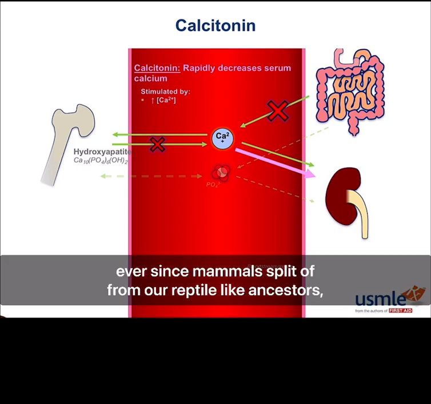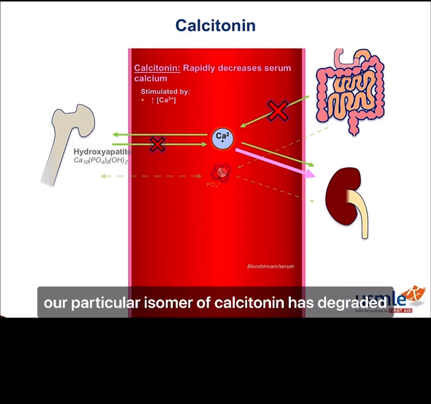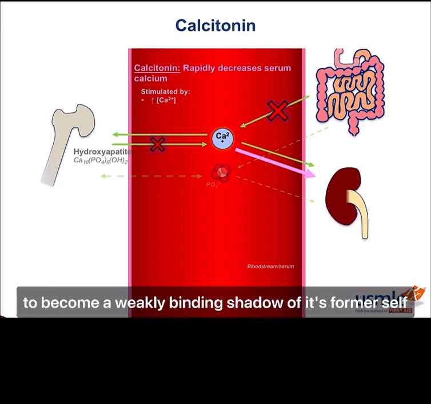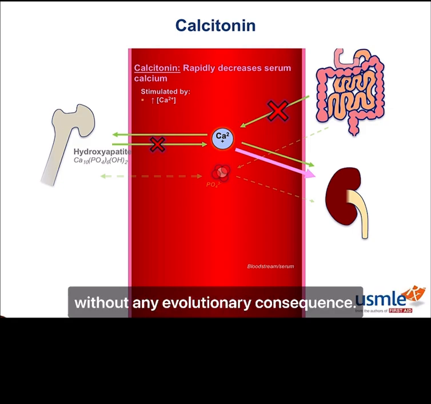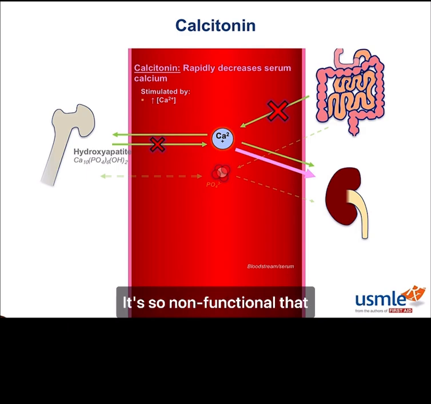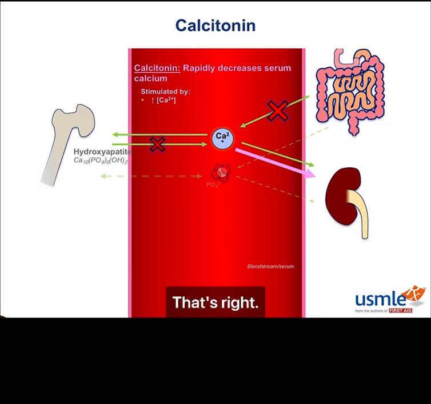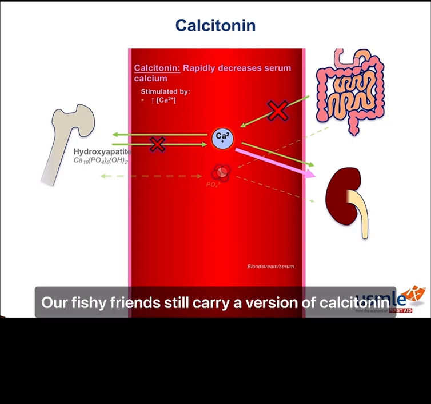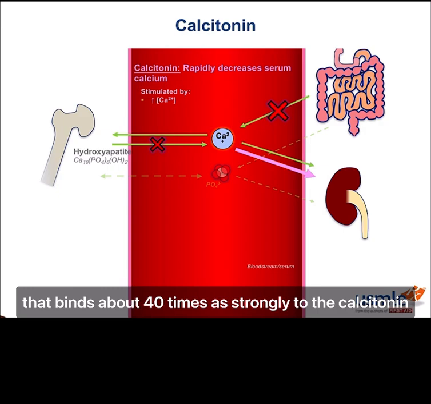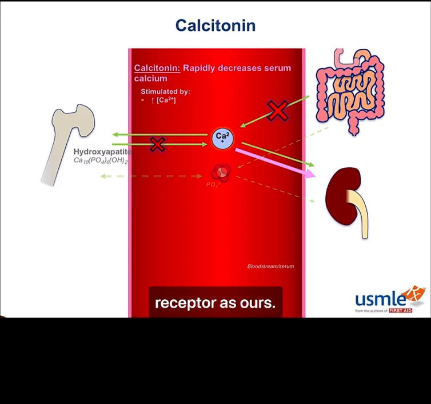Interestingly enough, since calcitonin hasn't really been that important in our lineage ever since mammals split off from our reptile-like ancestors, our particular isomer of calcitonin has degraded to become a weakly binding shadow of its former self, without any evolutionary consequence. It's so non-functional that if you need to use pharmacologic calcitonin, say in extremely hypercalcemic patients, you don't use human-type calcitonin. You use salmon calcitonin. That's right. Our fishy friends still carry a version of calcitonin that binds about 40 times as strongly to the calcitonin receptor as ours. The more you know.